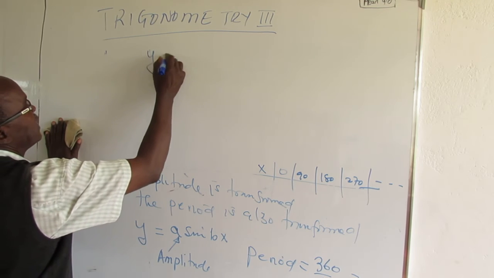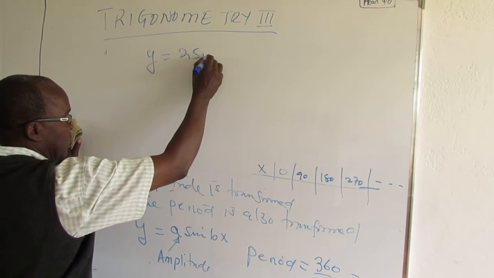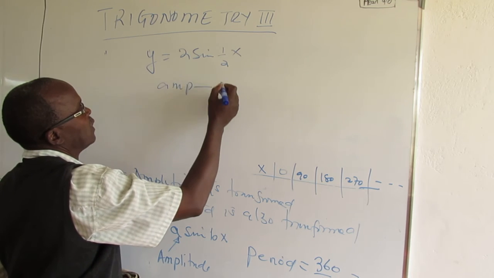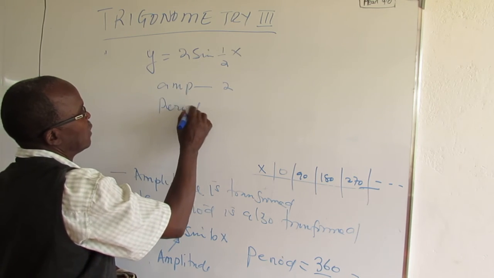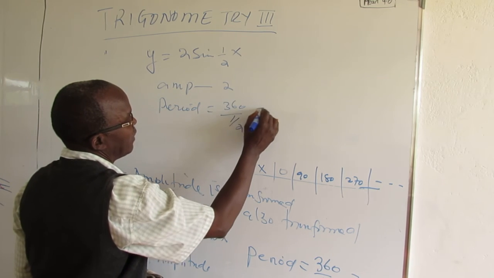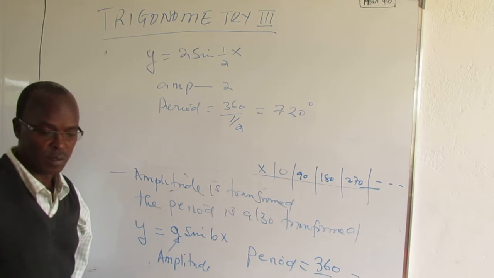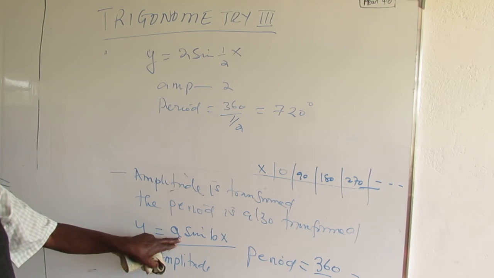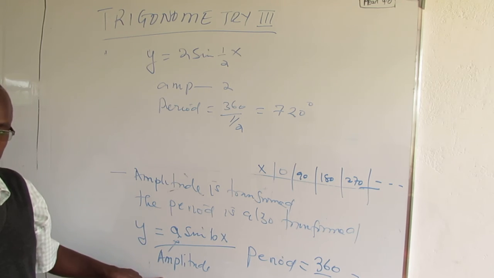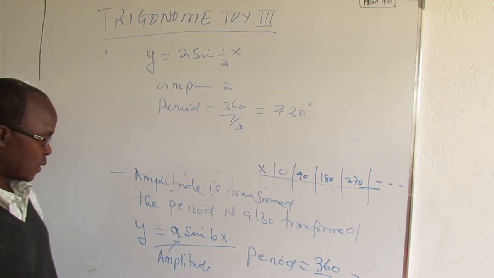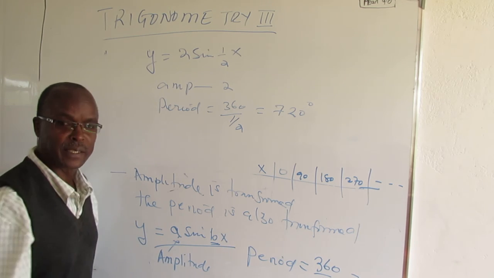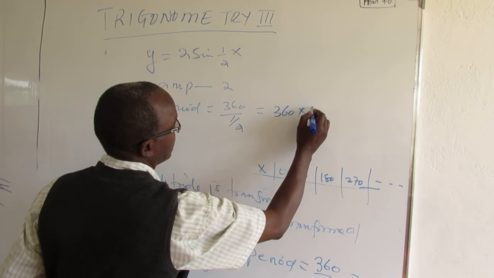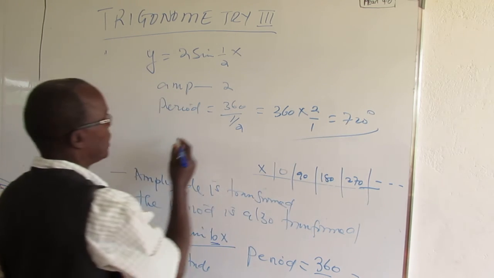For example, if the graph is y is equal to 2 sine a half x, then here the amplitude is 2, and the period is 360 divided by a half, which will give you 720 degrees. That is the period. This is the general formula: the coefficient of sine gives the amplitude, then the period will be 360 divided by the coefficient of x. So for example here, it will be 360 times 2 over 1, which is 720 degrees. So that is the period.